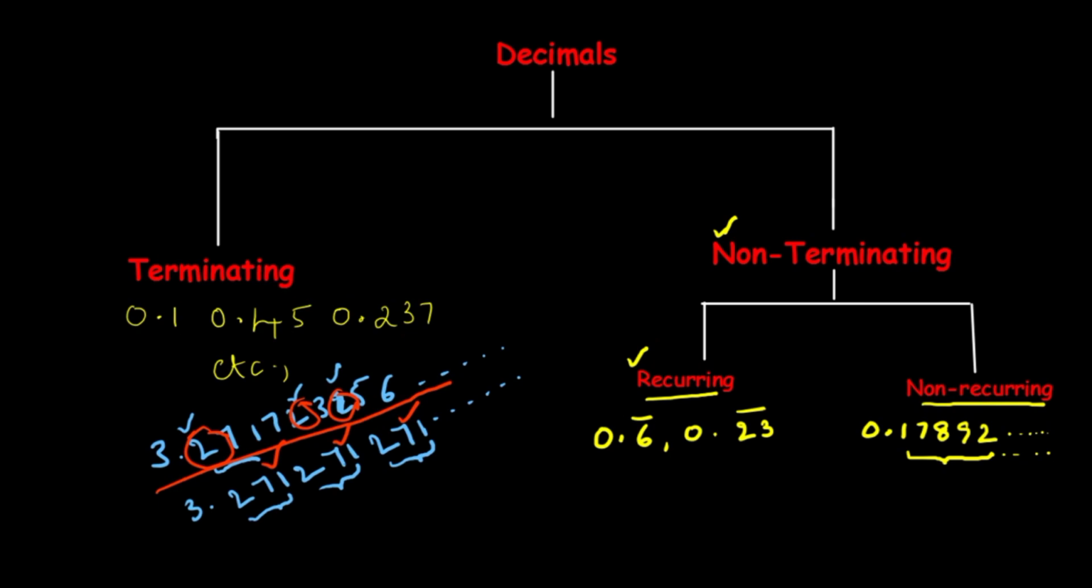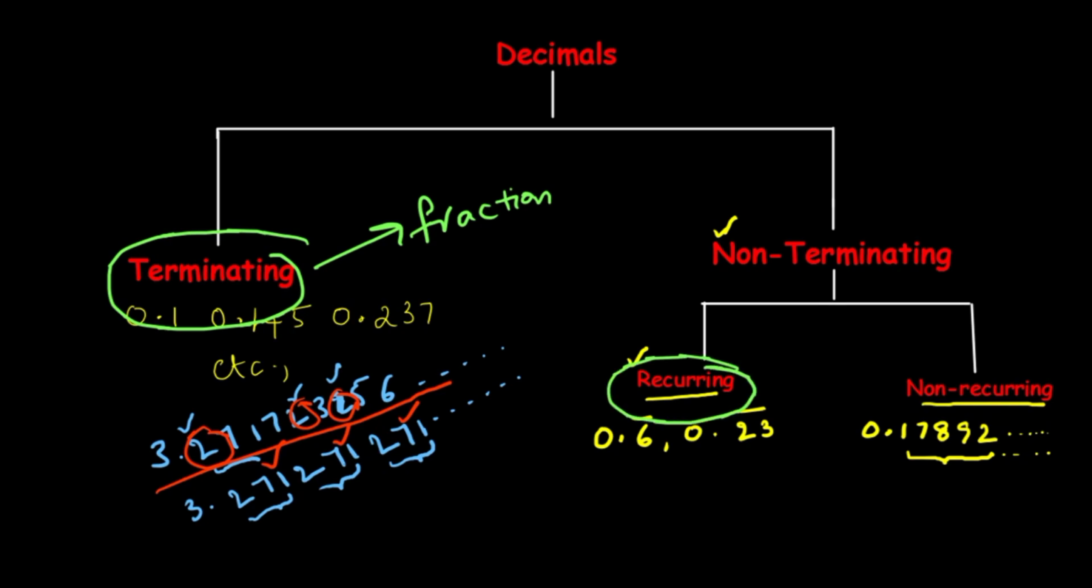So every decimal can be written in fraction form. Decimals mainly are terminating and non-terminating. In non-terminating, again recurring and non-recurring. And here a very important point I am going to share with you: terminating decimals can be written in fraction form. Non-terminating recurring decimals also can be written in fraction form. But non-terminating non-recurring cannot be written in fraction form.